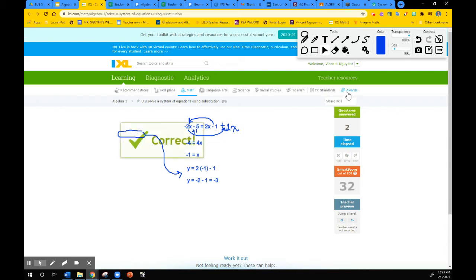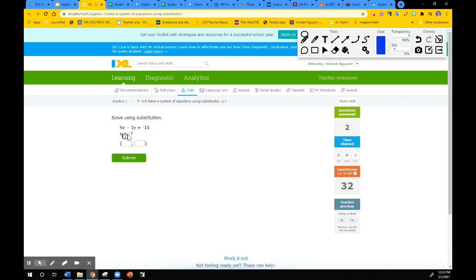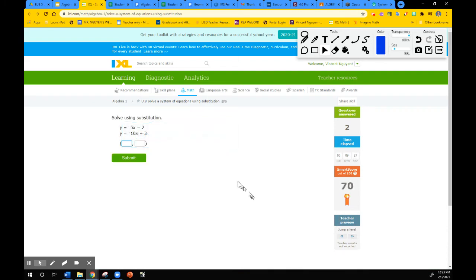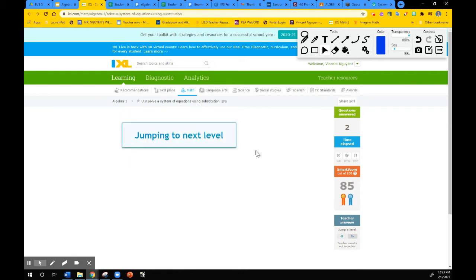Submit. Okay. This next one is like the first problem we did where you substitute one of the answers in there. So I'm going to skip level and jump level. This one is just like the one we just did, right? You set both of them equal. So I'm going to skip again. I just want to show you guys a variety of different types of problem. This one's the same.